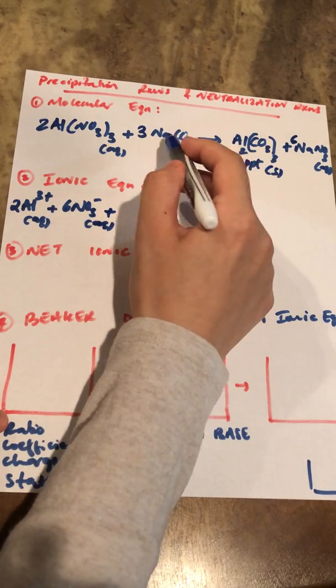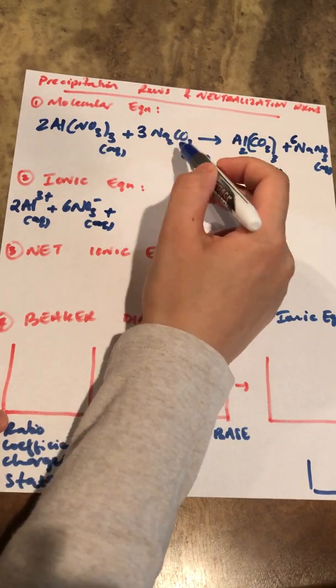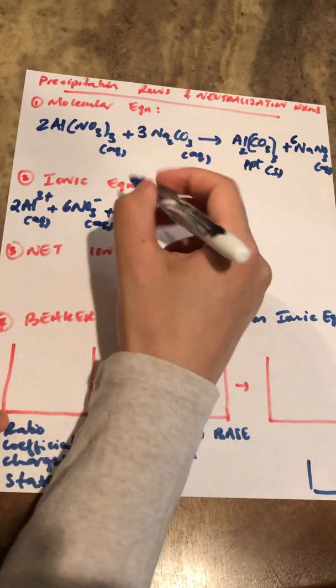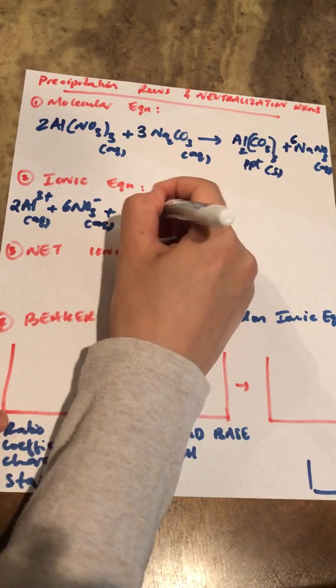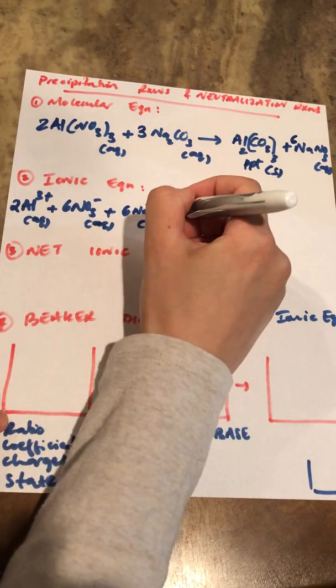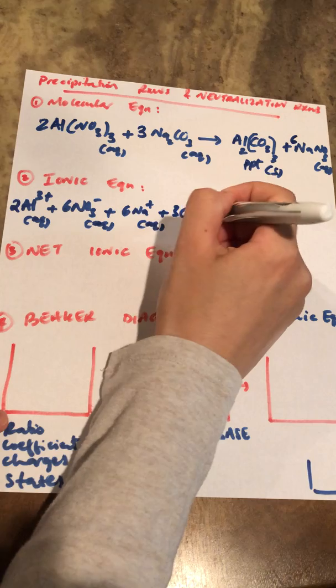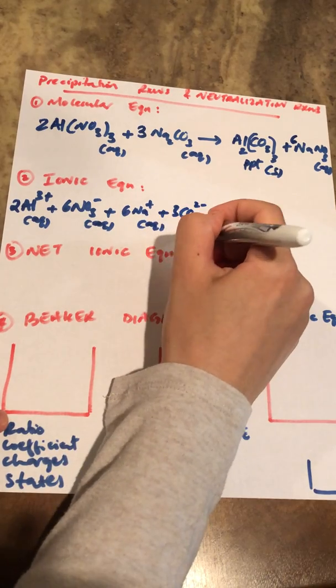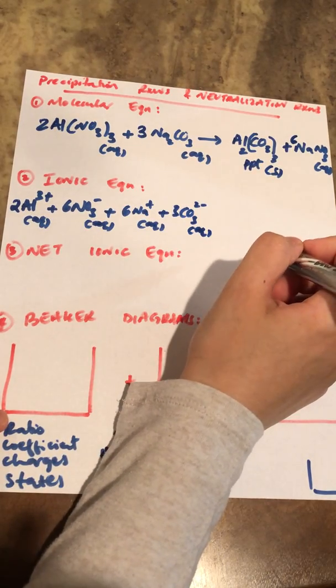And I'm going to add, again, the amount of ions I have over here. So 3 times 2 is 6 sodium pluses. And again, it is in aqueous phase. And I have 3 carbonate ions. And again, it is in aqueous phase.